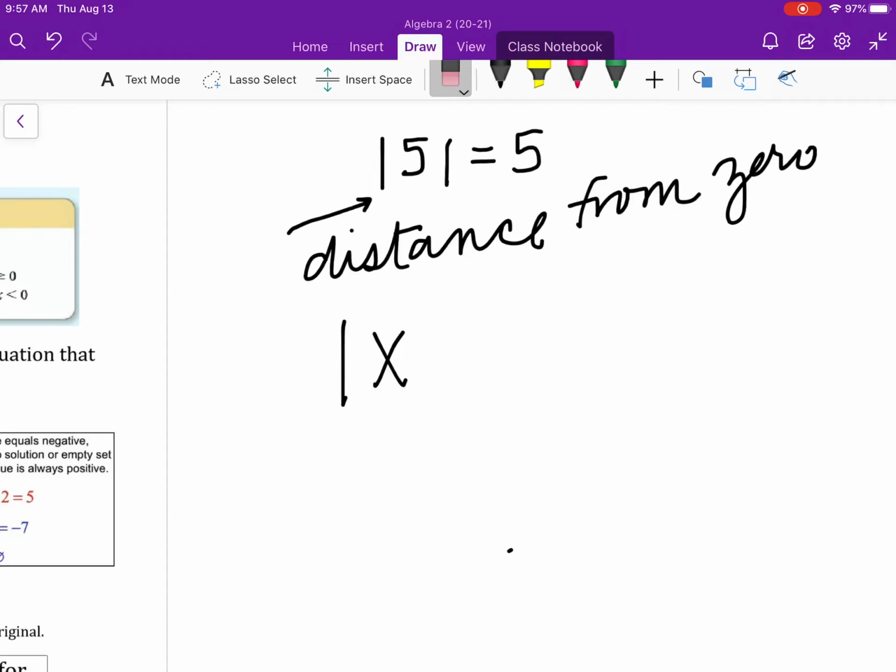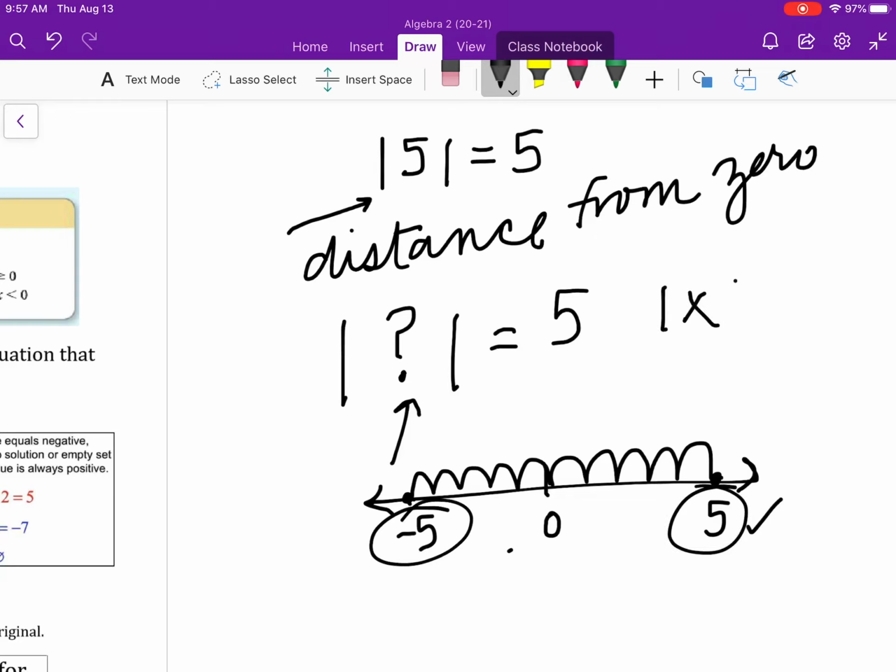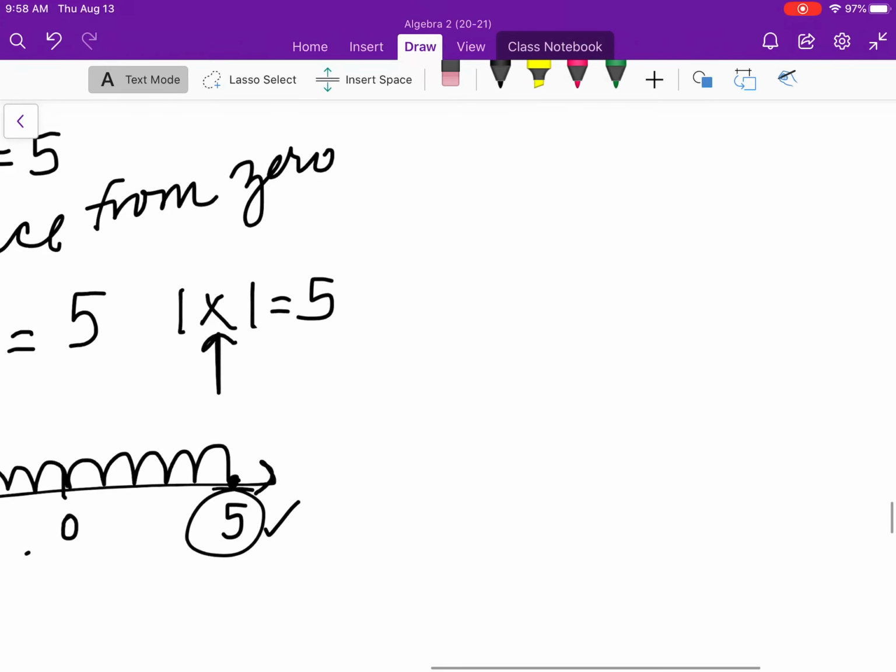So if I said the absolute value of, let me erase that and just put a question mark, the absolute value of something is 5. What could that number be? If I look at my number line, how many numbers are 5 away from 0? Let's see: 1, 2, 3, 4, 5. The number 5 works. And 1, 2, 3, 4, 5: negative 5. So there are actually 2 solutions to this, because there are 2 numbers that are 5 away from 0.